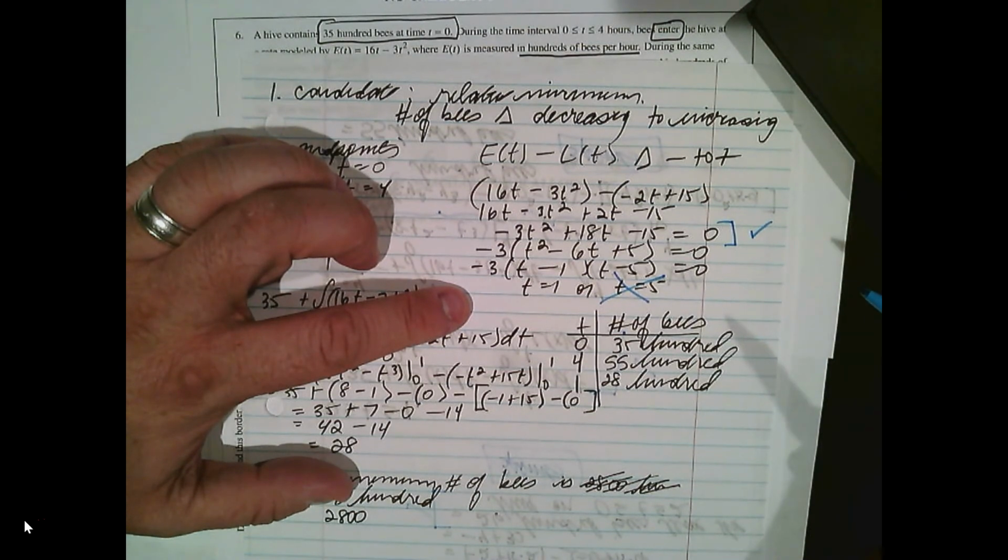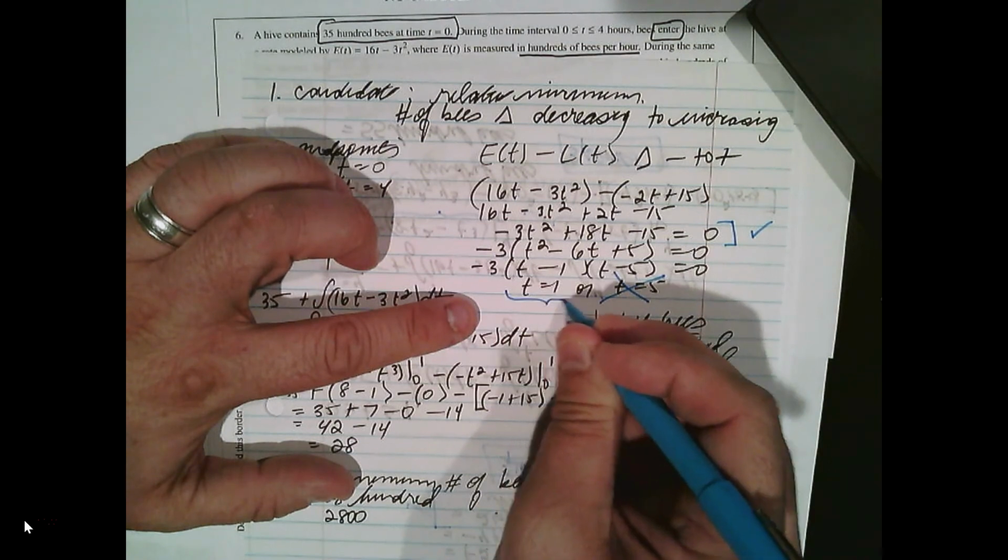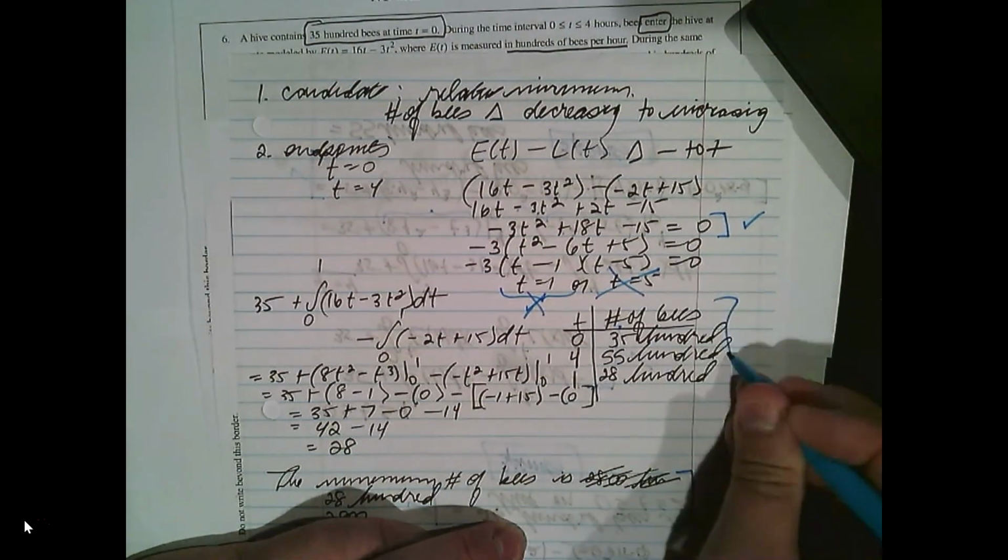1 point for coming up with the answer, and I think the answer that they mean is t equals 1, but I could be wrong. They're not that specific here. And then, oh, no, never mind. This is the answer. The minimum number of bees is 2,800. And then 1 point, so no point there.